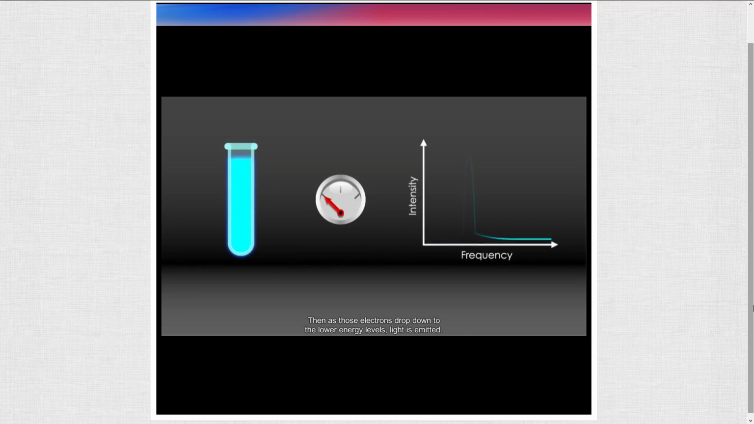Then as those electrons drop down to the lower energy levels, light is emitted. If we use a detector to measure the frequency of the light, then we find that most frequencies are not emitted at all because they don't correspond to the energy level differences. But we get emission at specific frequencies which match those energy level differences. So in atomic terms, this is what's happening.